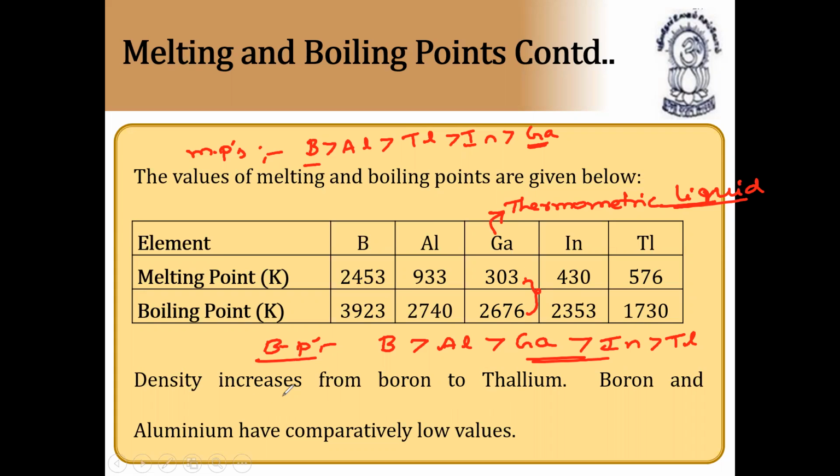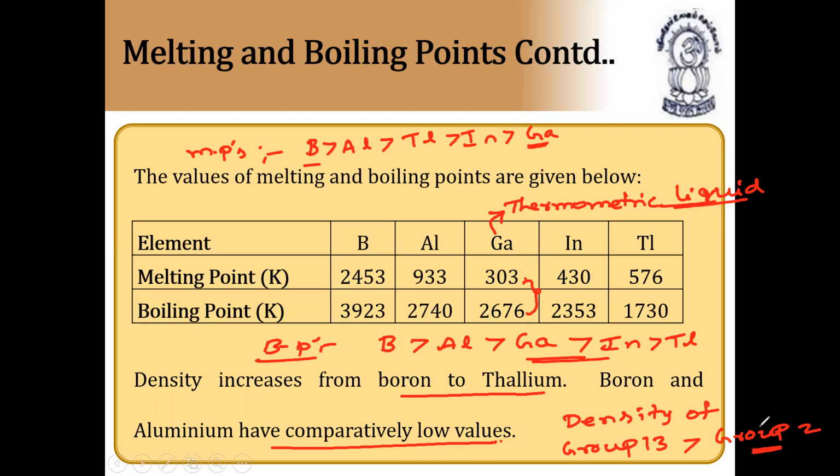Next, we have density. Group 13 elements have higher densities as compared to group 2 elements, and density increases from boron to thallium. Boron and aluminium have comparatively low values. Group comparison is important. Group 13 elements have higher densities than group 2 elements due to the smaller size and ionic radii of group 13 elements, which makes the density increase. Down the group, the density increases from boron to thallium, due to the corresponding increase in atomic mass.